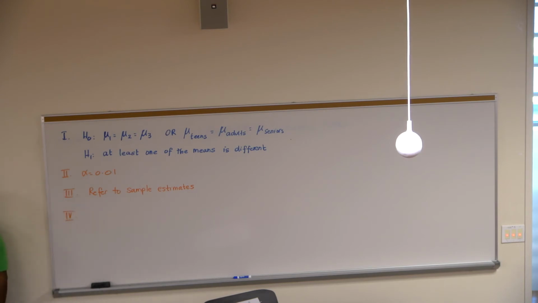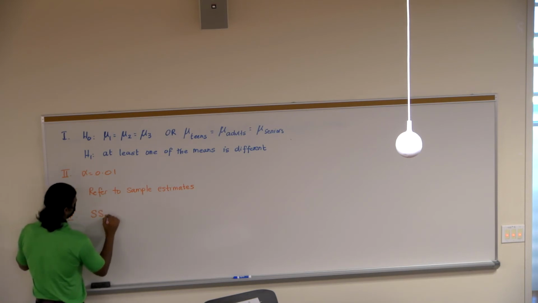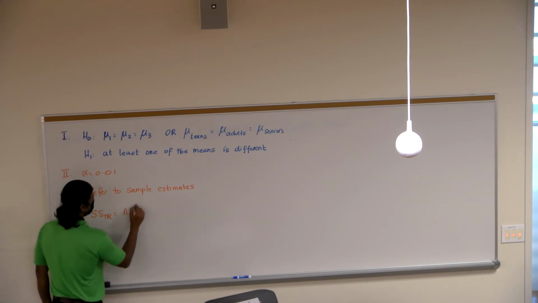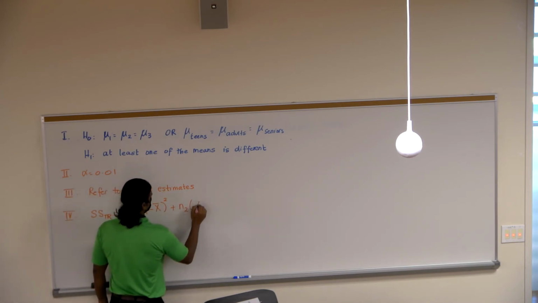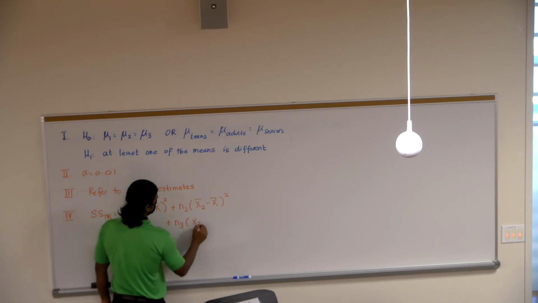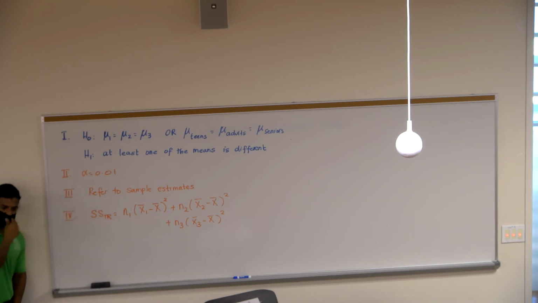Step 4 is where we find the test statistic. To find the test statistic, we need the sum of squares for the treatment and the sum of squares for the error. Since we have three groups, it would be N1 times X1 bar minus X bar squared, plus N2 times X2 bar minus X bar squared, plus N3 times X3 bar minus X bar squared. If you have four, a similar term would be added. You would simply have N4 multiplied by X4 bar minus X bar squared.